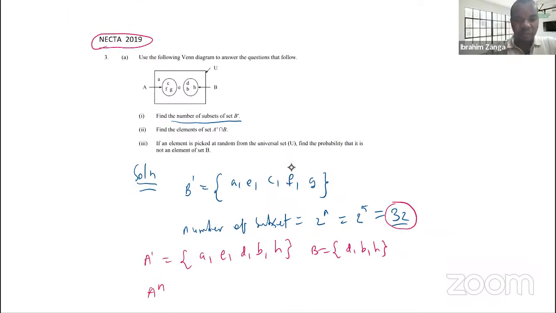So we can say that A complement intersection B is equal to set B. This is going to be equal to D, B, H.